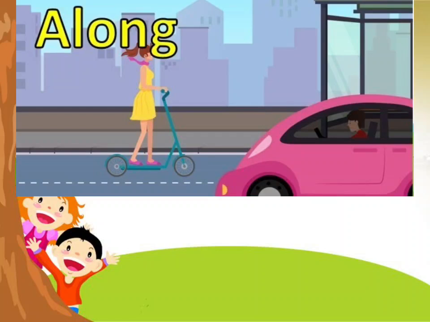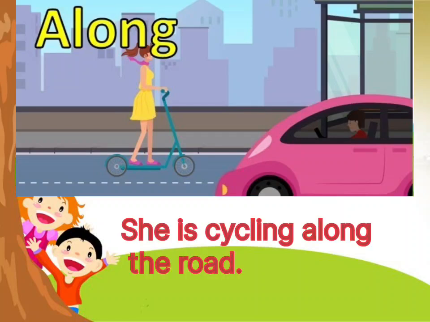Next preposition, along. We use the along preposition when we are moving in a line next to something. As she is cycling along the road. So in this picture the girl follows the side of the road. Means वो road की एक side को continue same for long follow कर रही है. Means along is used for a direction or a line that you follow for long.